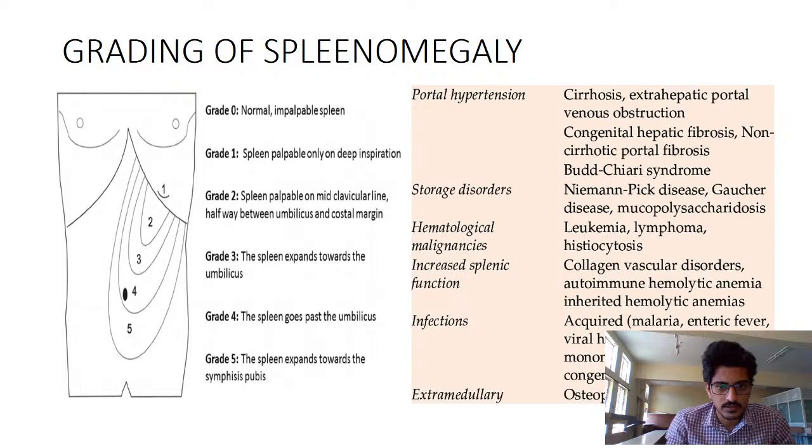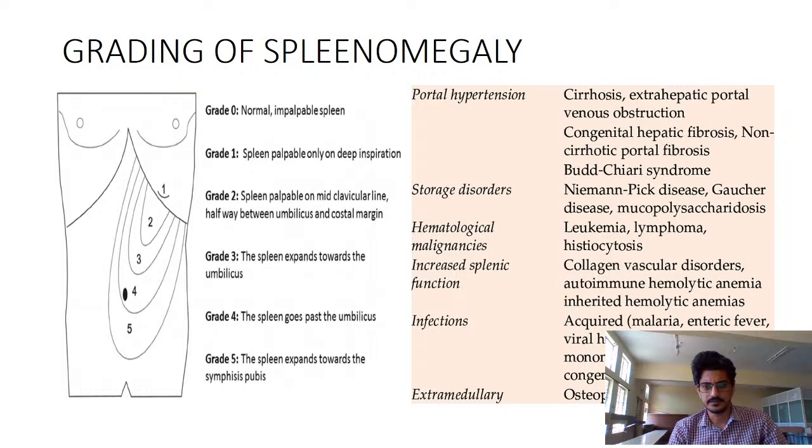And splenomegaly. Going to the causes of splenomegaly initially, it can be because of portal hypertension, that is cirrhosis, extrahepatic portal vein obstruction, congenital hepatic fibrosis, and Budd-Chiari syndrome. In case of storage disorders, Niemann-Pick disease, Gaucher's, mucopolysaccharidosis. In case of hematological, it is leukemia, lymphoma, and in the initial part of sickle cell disease, the spleen can be enlarged.